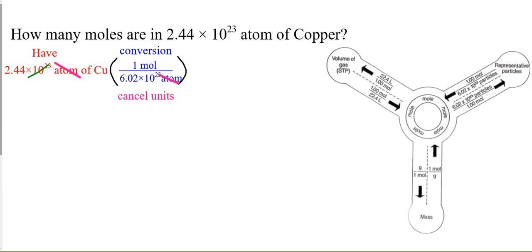You could technically cancel 10 to the 23 and 10 to the 23. That would work too, but some kids don't like to do that, especially when the number here is different than the number here. So be aware that could come up. And you just multiply it through. And you guys can easily do that with your calculator.